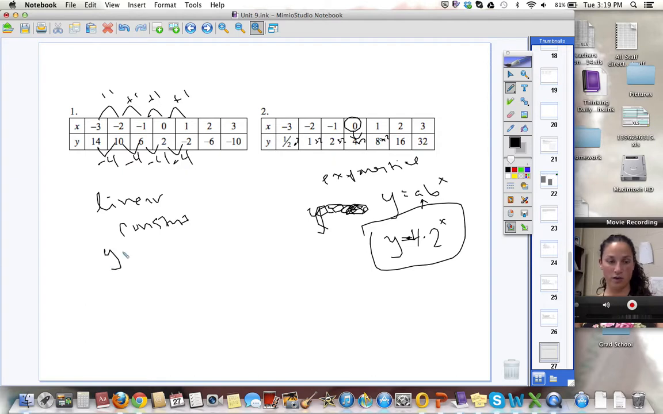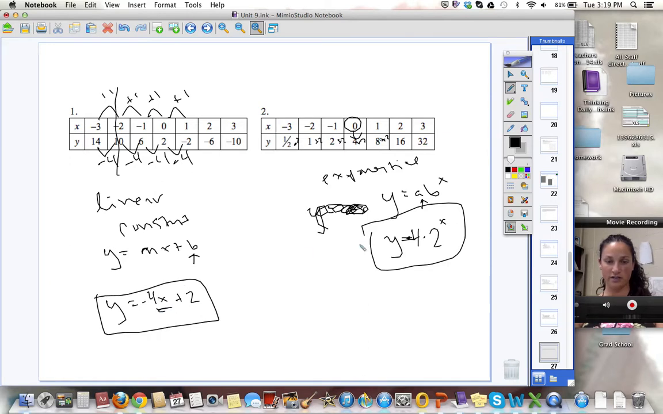Over here, linear is y equals mx plus b. b is where I start. That's where my x equals 0. So that's a positive 2. My rate of change is I'm going down 4 over 1, so negative 4x. That would be my equation here. It's linear because there's one x value. This is exponential. It has a number to a power.